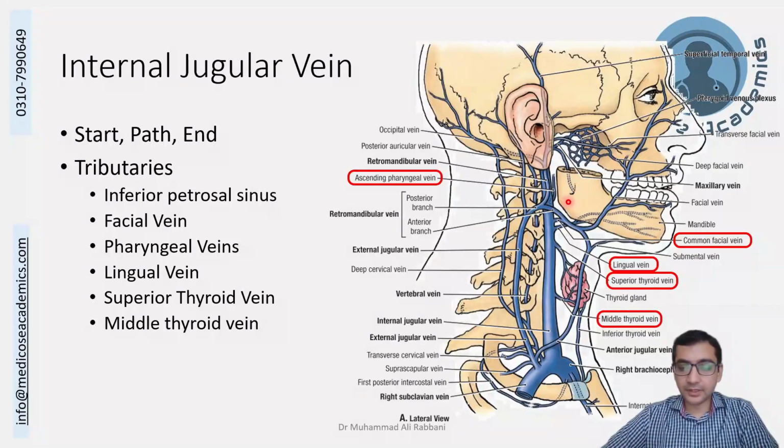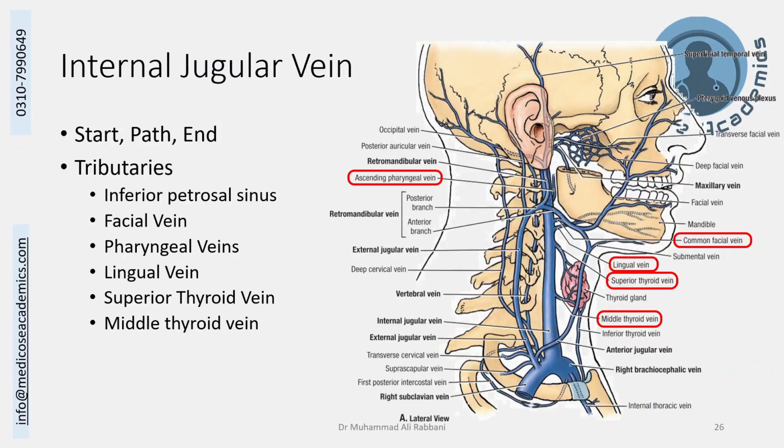Internal jugular vein. So where does it start? It starts from the point where it exits the jugular foramen in the skull, where it exits the posterior aspect of the jugular foramen. From here, it goes down and it enters the carotid sheath.